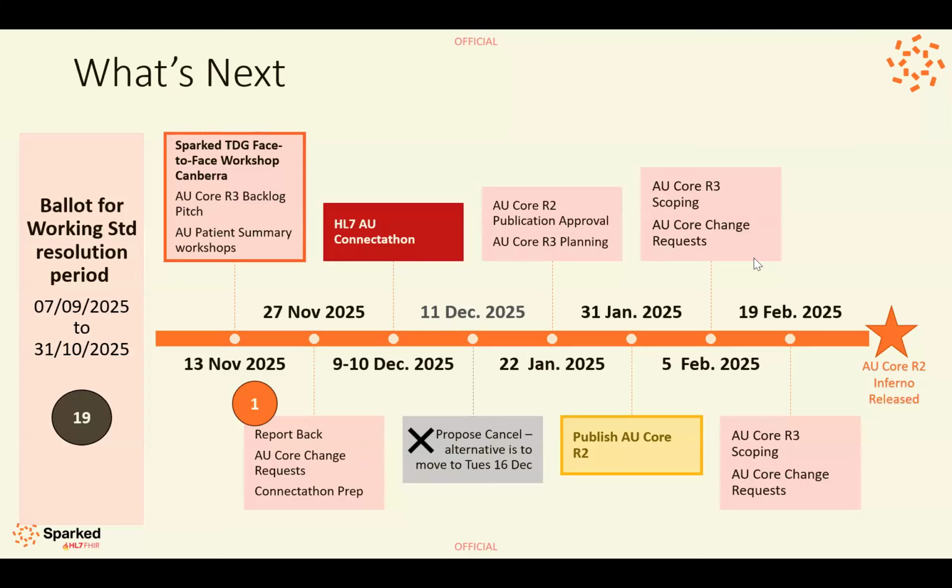I will relaunch that poll. Please vote affirmative, negative, or abstain for cancelling the meeting on the 11th of December. All right, I'm going to count that down in 5, 4, 3, 2, 1. I'll end that poll.